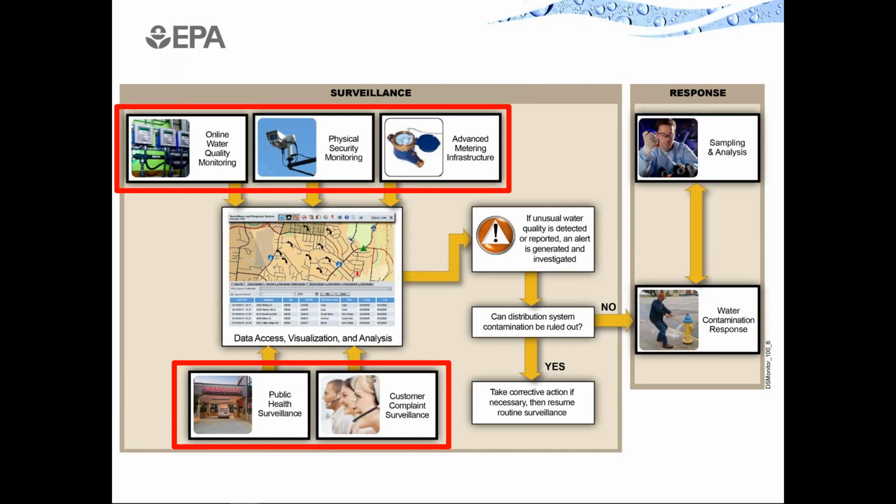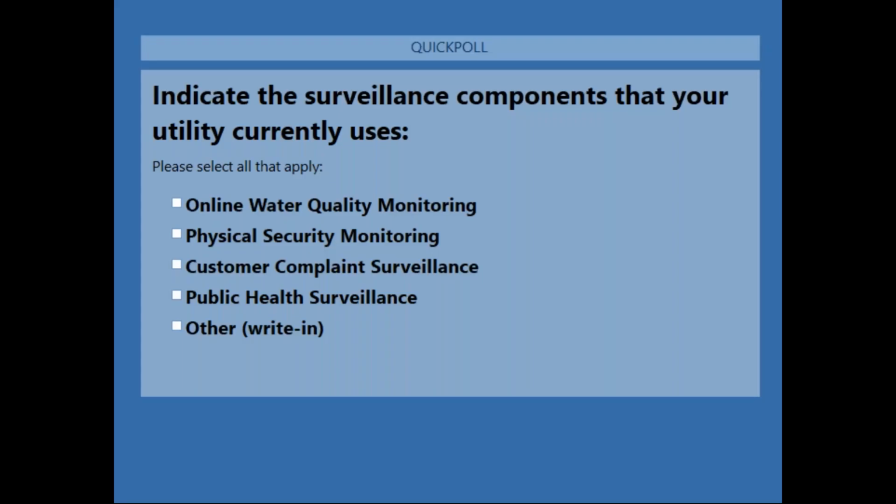And water contamination response plans would be implemented to try to minimize any adverse impacts from a contamination incident. And now we'll go ahead and open the second poll question, which will focus on surveillance components. So please tell us which of the following surveillance components your utility is actively using. And we're aware that implementation of any of these components can vary significantly with respect to its level of sophistication. So as you answer this question, consider whether or not your utility is operating at least one online water quality monitoring station in your distribution system.